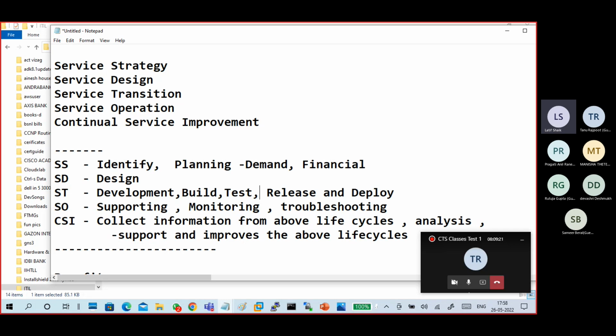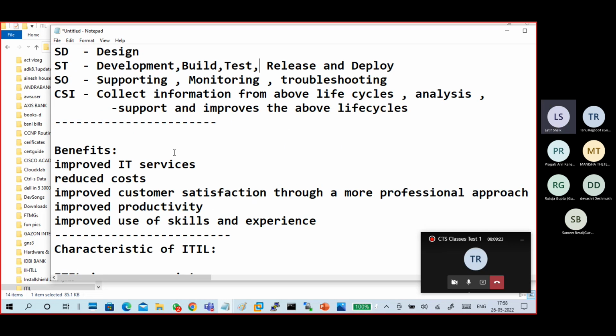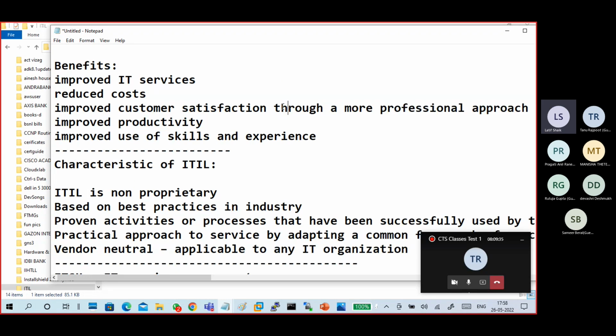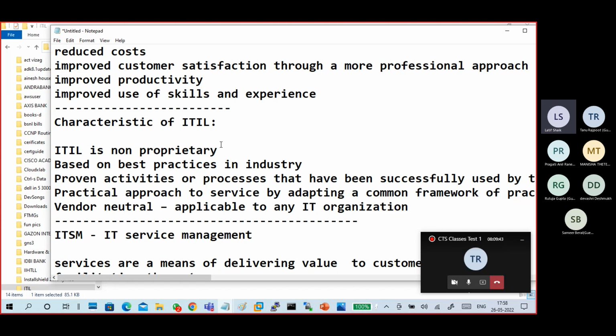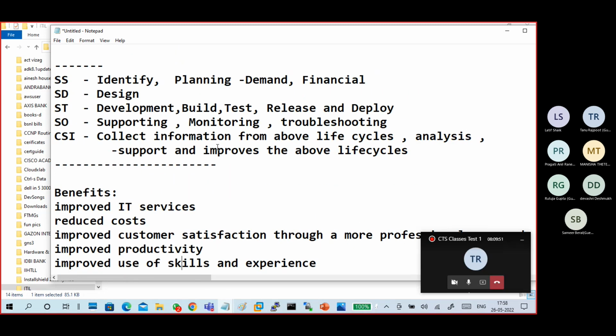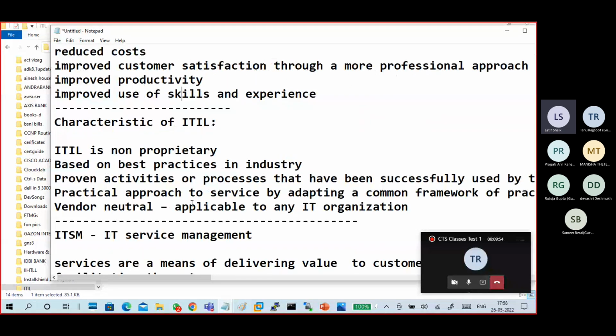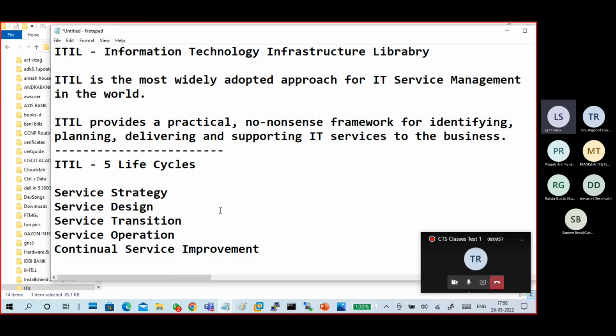Then it improves IT services, reduces the cost, and improves customer satisfaction, productivity, and use of skills and experience. Guys, this is a very big line, so you need to do the entire big line. Read it up to here. Anyone can use ITIL. ITIL is non-proprietary, based on best practice, industry applicable to any IT organizations. That's it. This is plus ITSM. Compulsory, guys, blindly or better, you should understand.